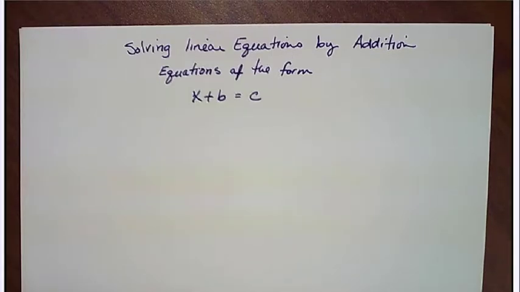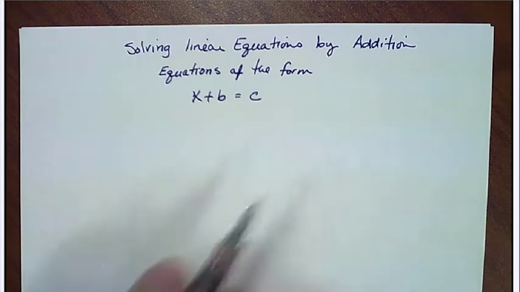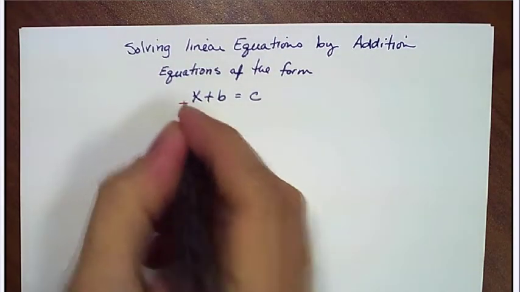Hello, we're going to talk for a few minutes about solving linear equations by addition. In the most generic form, these are equations of the form x plus b equals c. Note here that we do not have a coefficient, so our leading coefficient is going to be 1.